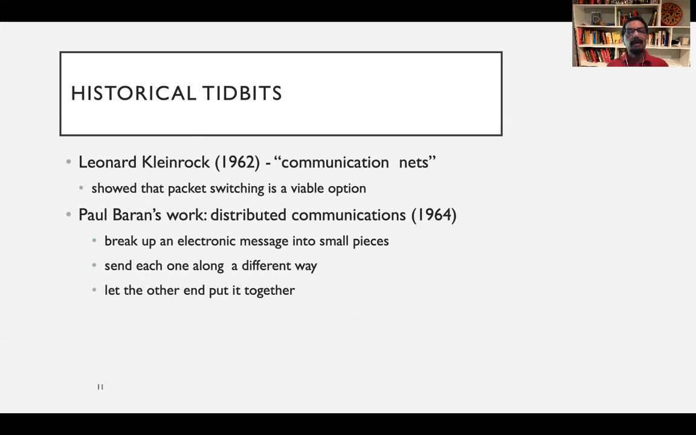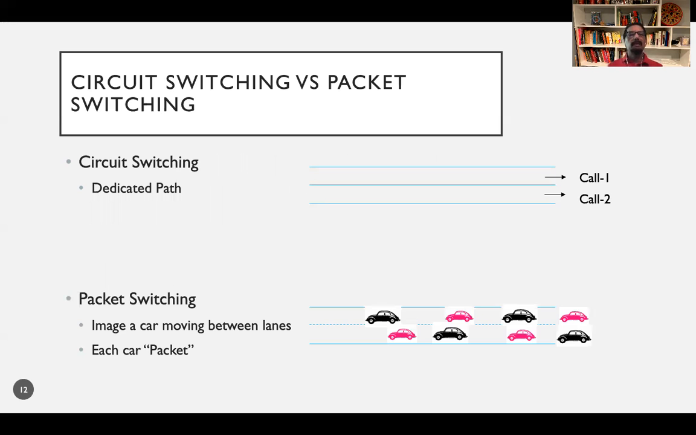So before I go further, let me capture the idea of circuit switching and go to packet switching. Now, circuit switching, you can think about like two lanes on a highway, and call 1 is going on lane number 1, call 2 is going on lane number 2. They cannot switch back and forth. They have to stay in their own lane.